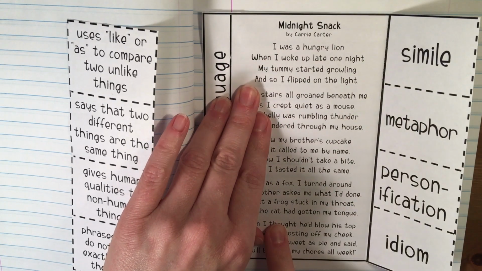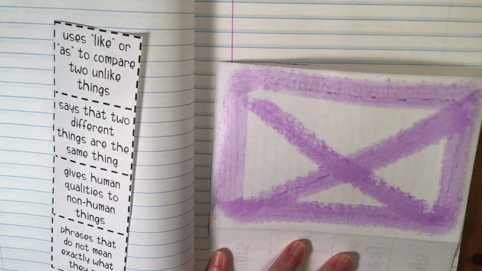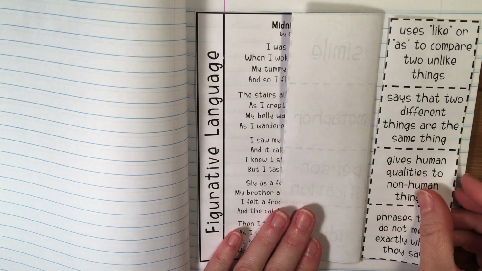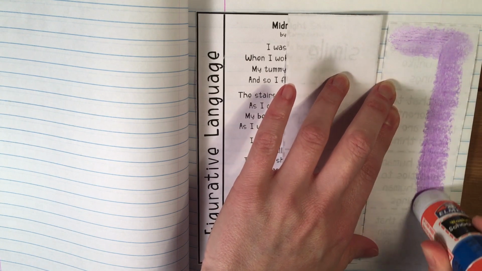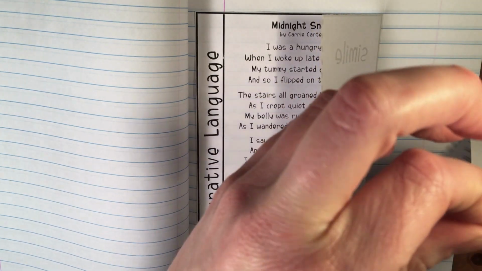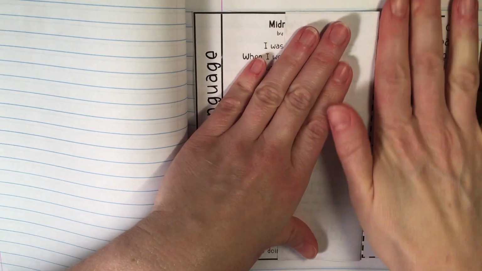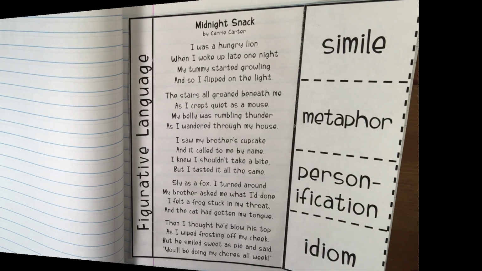And then we're just going to glue the back of this. The whole thing is going to be glued down. You want to make sure that this flaps up and it's not accidentally glued down and that it's on the paper. We're going to be gluing this right underneath it because these are our definitions for these terms. So we're just going to put glue on the back of this. Now we're ready to get started talking about figurative language.